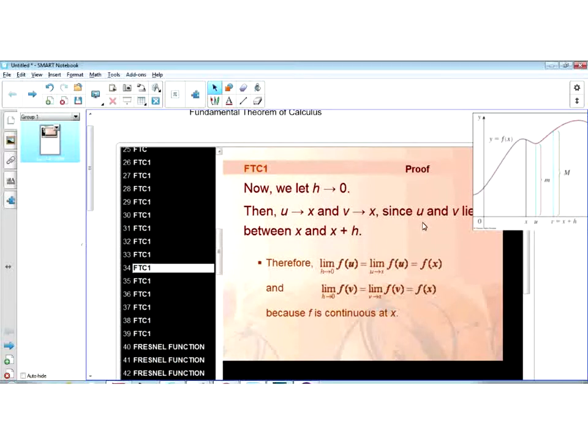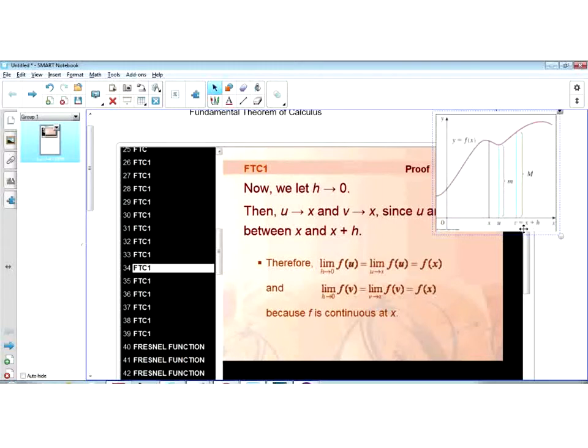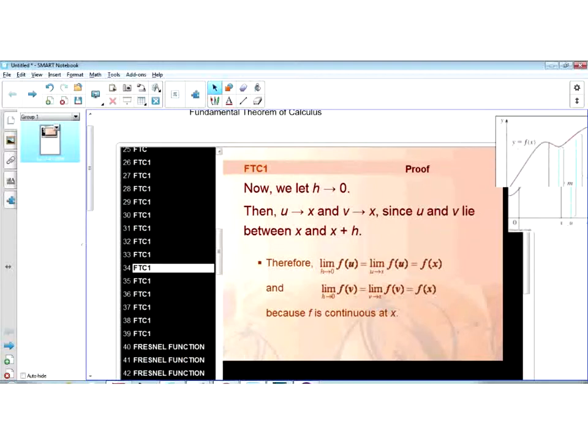Okay, so if we let h approach 0, now look at this figure right here. If we drive h to 0, then x plus h will approach x. The implication is that as we squeeze h to 0, we push u and v on top of x as well. So you can see that as we play the squeeze game, push x plus h toward x, and then v and u will be pushed toward x correspondingly.